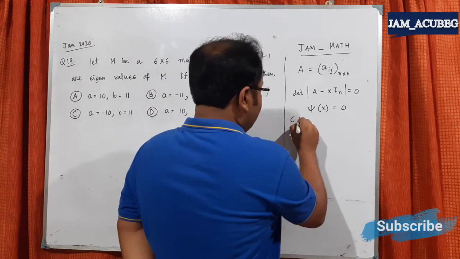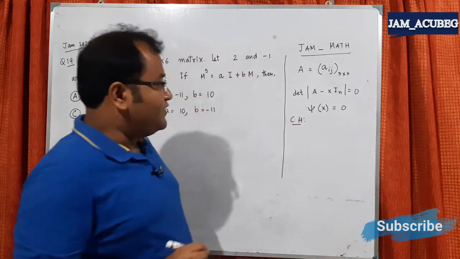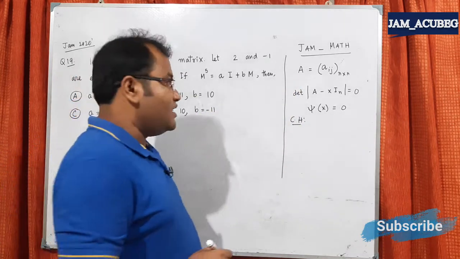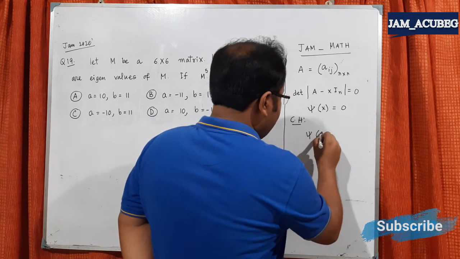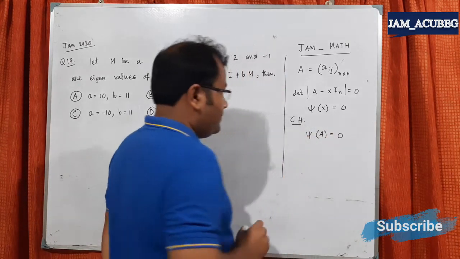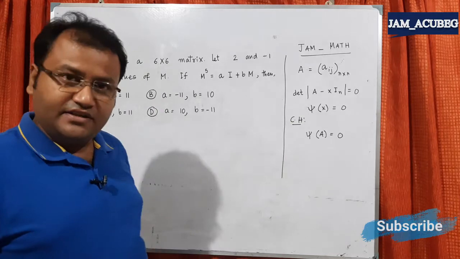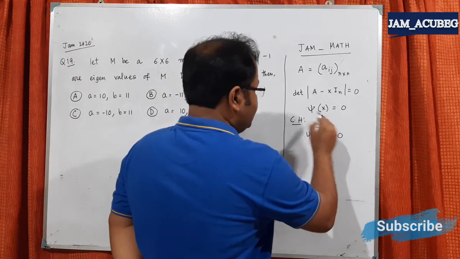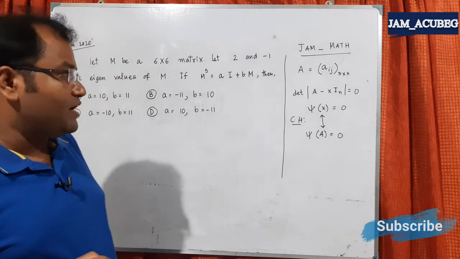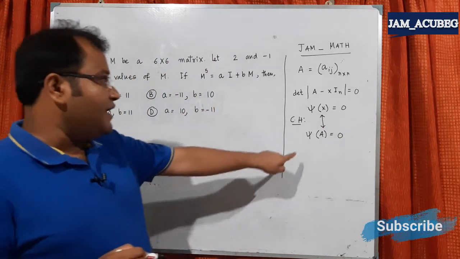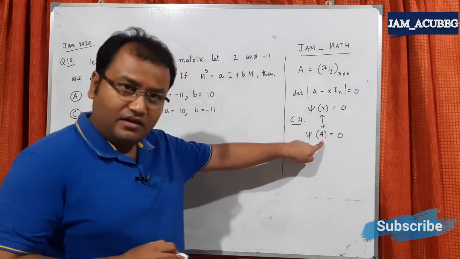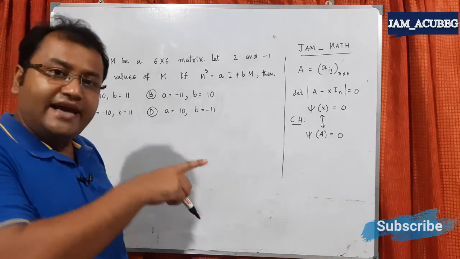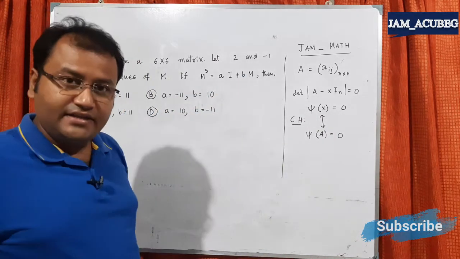Now the Cayley-Hamilton theorem states that every square matrix satisfies its characteristic equation. That means psi of A has to be 0 as well. This relation works both ways. If I give you psi of x, you can convert it to psi of A, just replace x by A. Similarly, if I give you some expression of A, psi of A, you can convert this to x by replacing A by x.